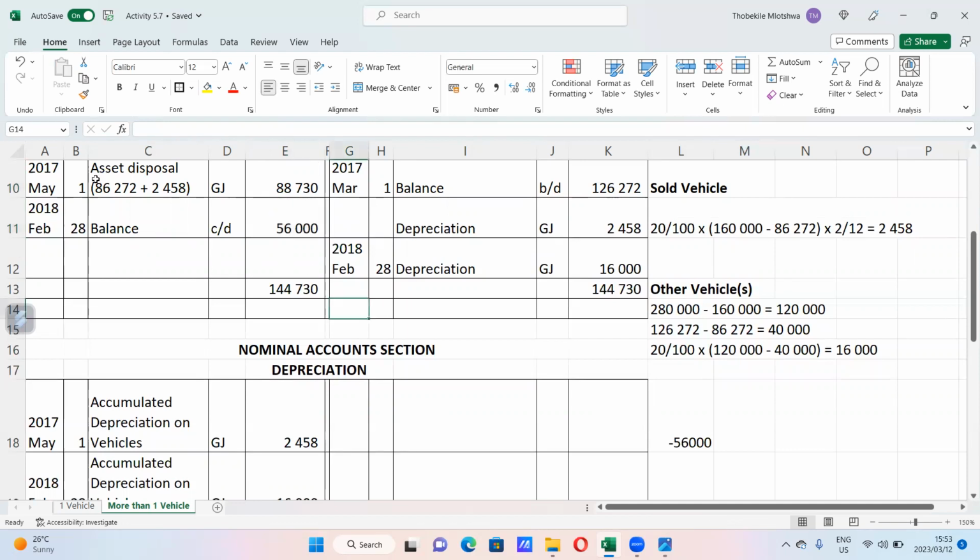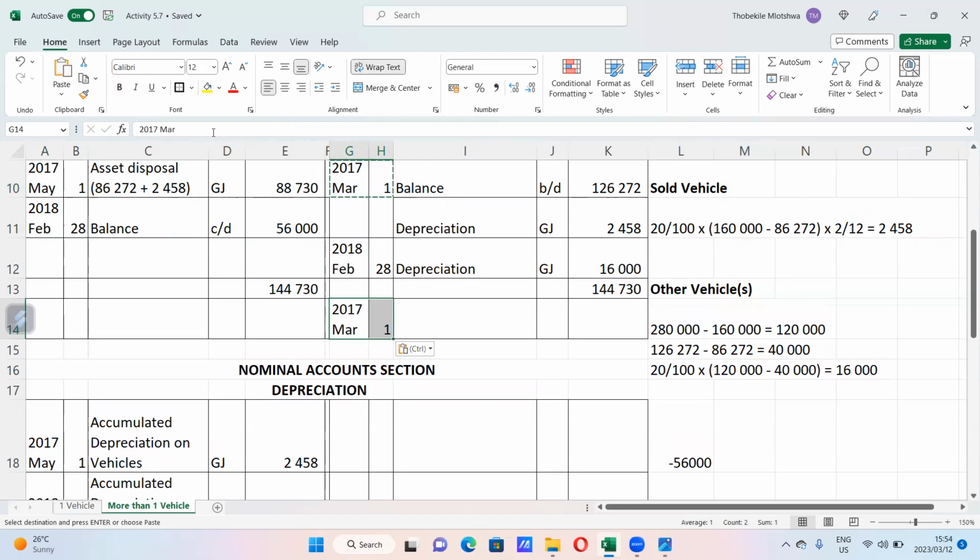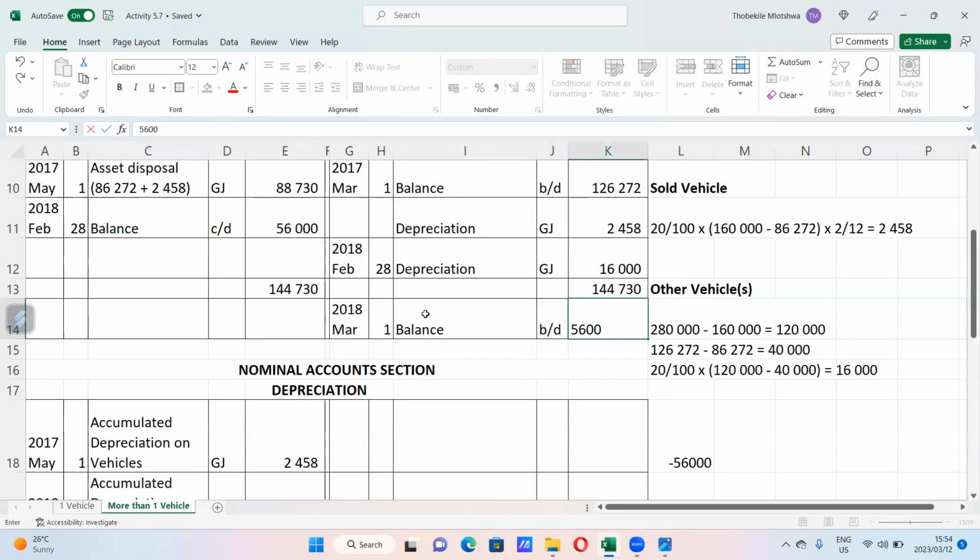Then in the following year, I'm going to take this one and then just change the year. So the opening balance for the following year, okay, what did I do? I didn't paste. The opening balance of the following year is going to be 56 because we've removed the one that we sold. Balance brought down and it's 56. After removing the one that we sold, this is what we remain with.